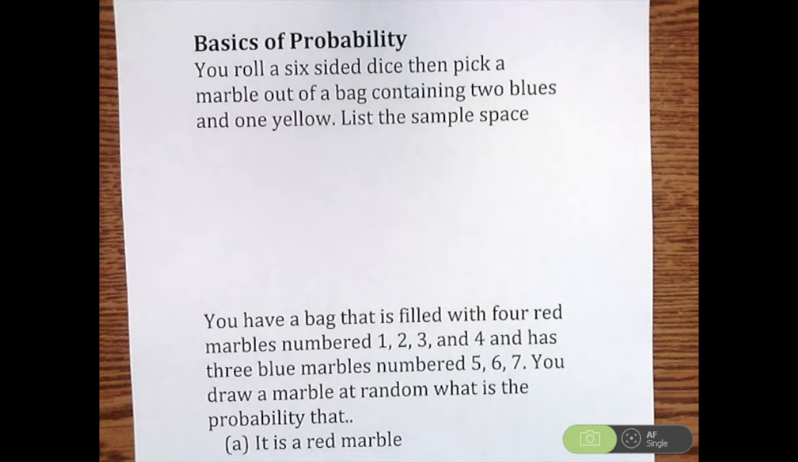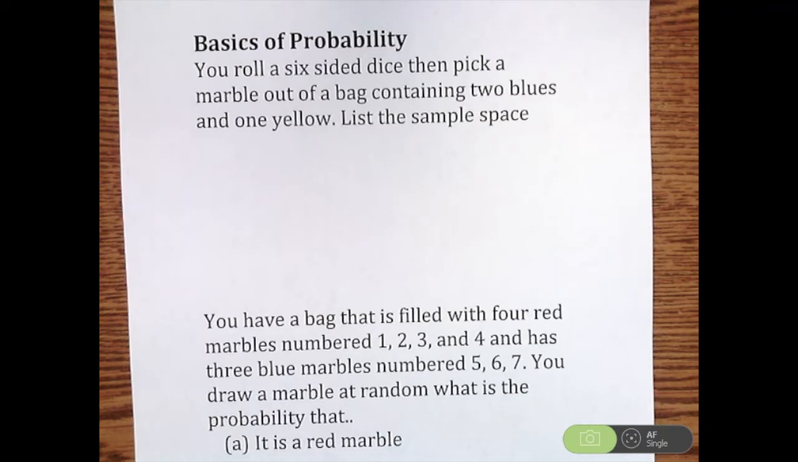All right, in this video, I'm going to be going over some basics of probability, such as talking about what a sample space is, how you could develop that, and then answering three little easy probability questions. So, top example, we're going to roll a six-sided dice, then pick a marble out of a bag containing two blues and one yellow. We need to list the sample space.